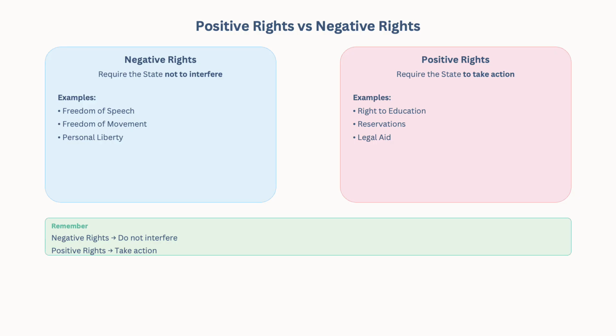Whereas for positive rights, the state has to take action. For example, the right to education, Article 21A. Also reservations for ST, OBC, and so forth, which the state has to provide. And then legal aid, there's a term called amicus curiae.